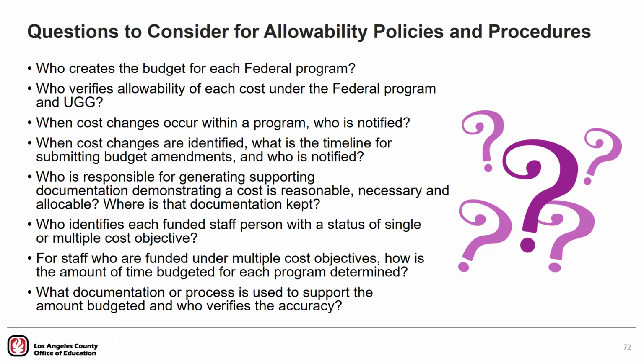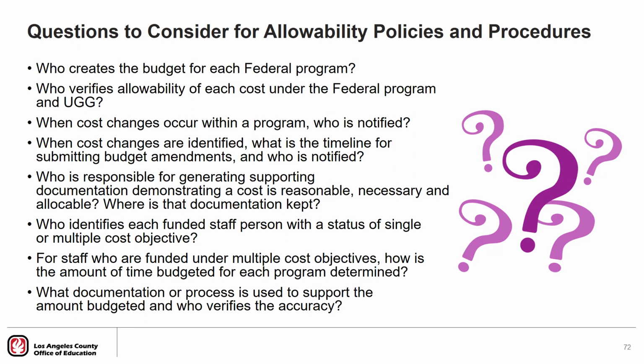When cost changes occur within a program, who's notified? Is someone working in the business office and then just makes that change without mentioning it to somebody? And communication breakdown can cause serious issues. So when cost changes are identified, what is the timeline for submitting budget amendments and who's notified? Who's responsible for generating supporting documentation, demonstrating a cost is reasonable, necessary, and allocable? Where is that documentation kept?